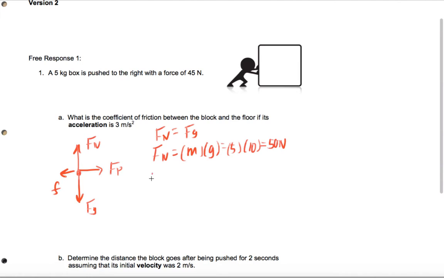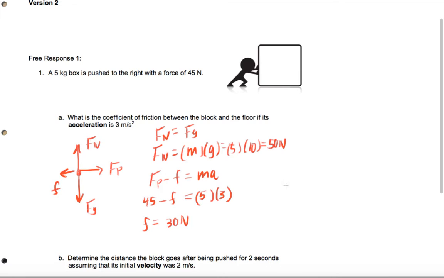Now, in the horizontal direction, we know the pushing force has a tug of war with the friction, and the effect is that the mass accelerates. So we're pushing with 45 newtons. We don't know what the friction force is. We do know the box has a mass of 5 kilograms and its acceleration is 3. So we're actually getting that the friction force is equal to 30 newtons.